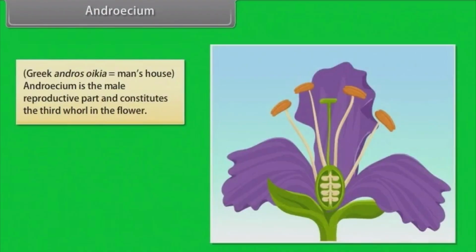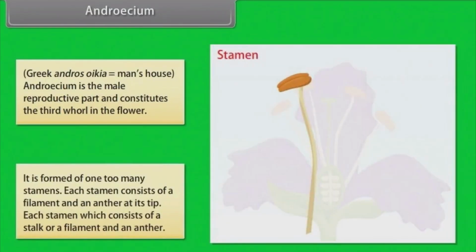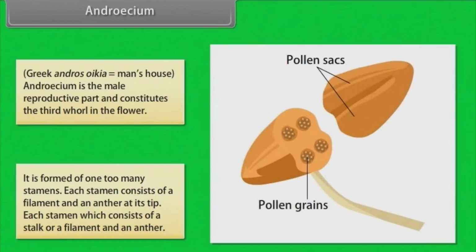Androecium. Androecium is the male reproductive part and constitutes the 3rd whorl in the flower. It is formed of 1 to many stamens. Each stamen consists of a filament, or stalk, and an anther at its tip.